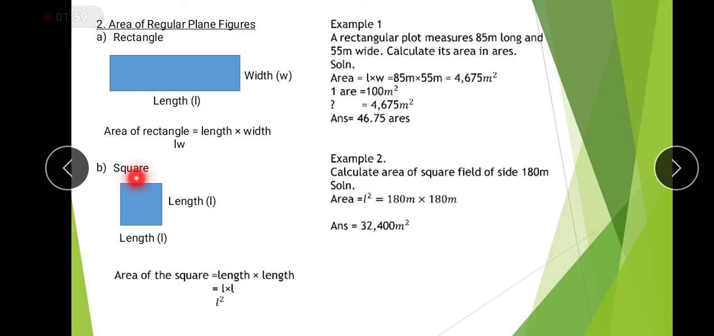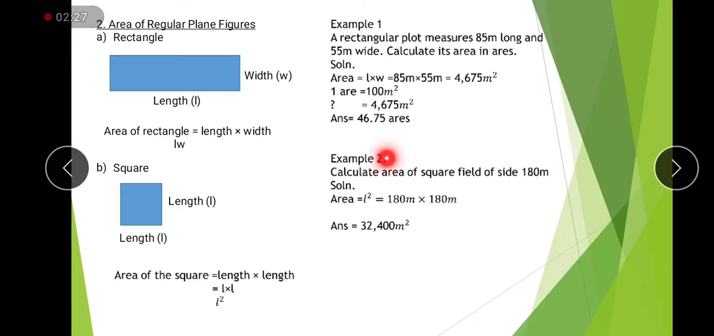Now let's go to square. You know that square is a quadrilateral whereby all sides are equal. Quadrilateral is just any four-sided figure, we call it quadrilateral. Therefore, we find that the sides are equal. Area of a square is given by side times side, or you can simply say side squared.